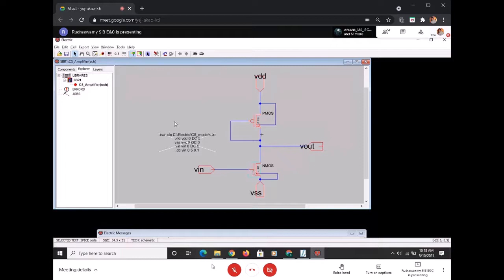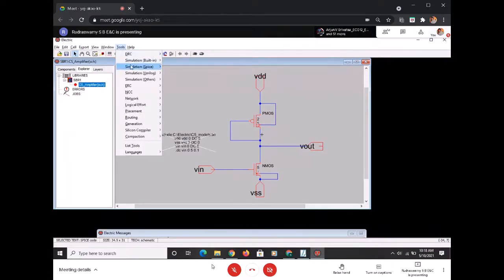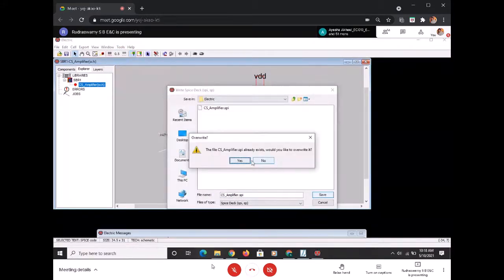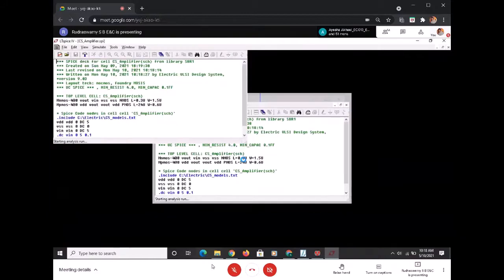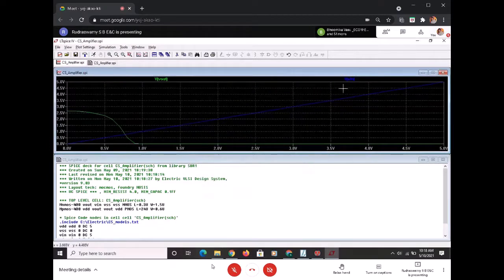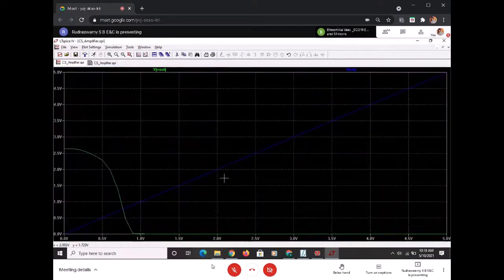And anyway, NMOS is not changing now. Save it. Tools, and steps. Visible traces: V in, V out. Okay. You can see this 0.766, right? I can just have the DC operating point.